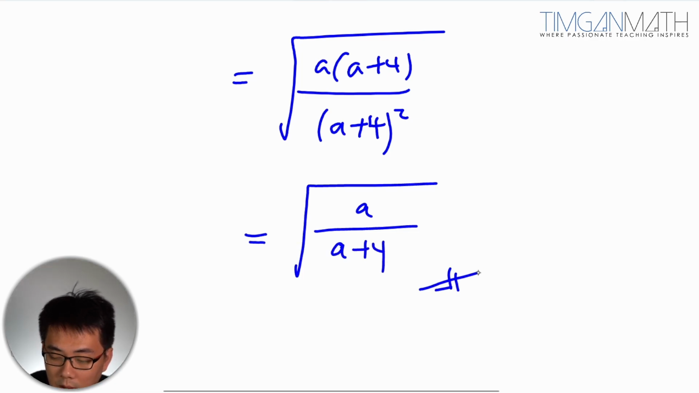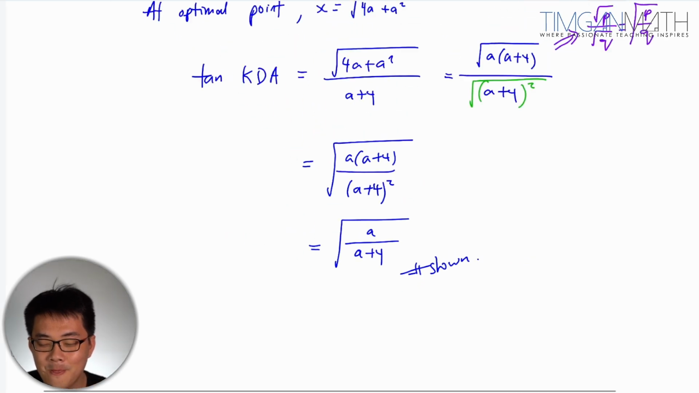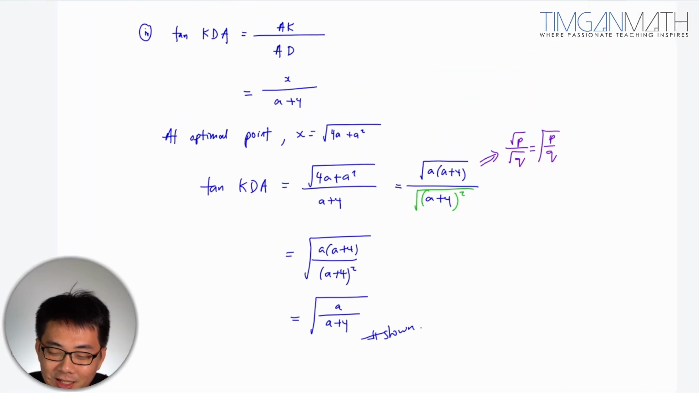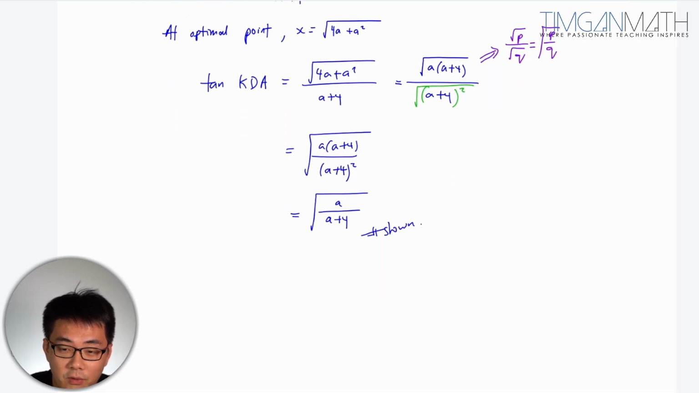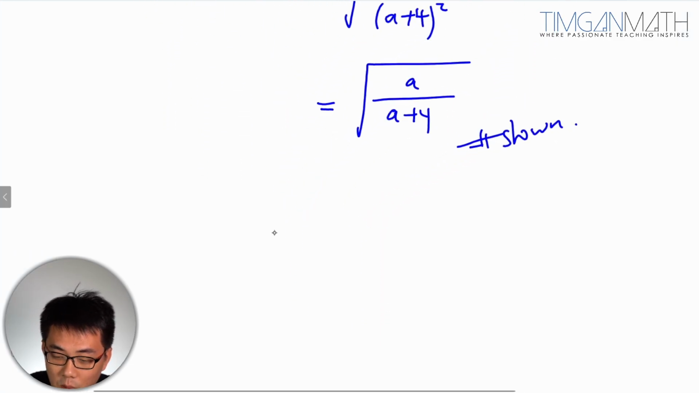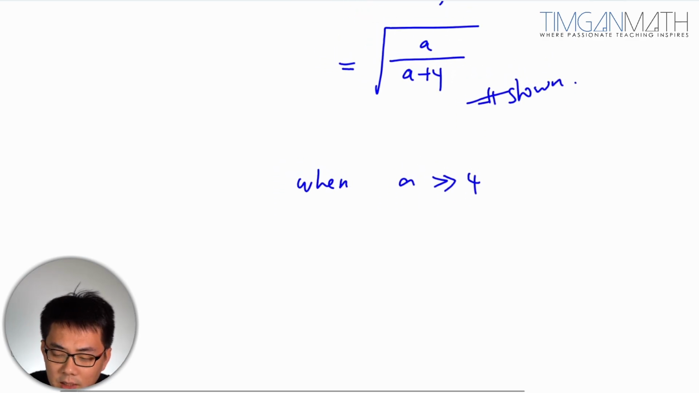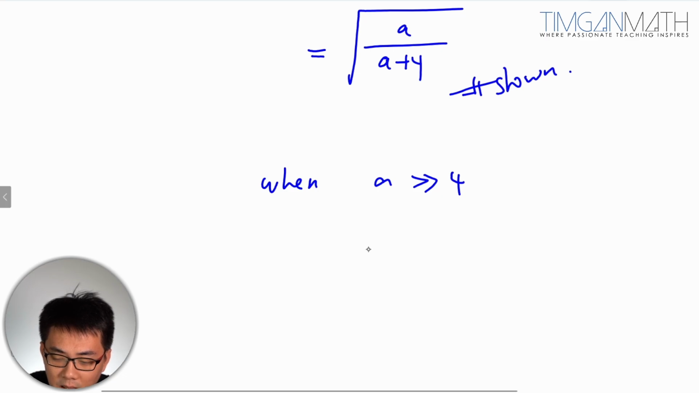That is shown. Now this is a good thing because this question showing at the end, you can be very sure that your previous answers are all correct because they are all anchored on the previous parts. I think this is a pretty good question here. So find the approximate value of KDA when a is much greater than 4. It just means that a tends to infinity.